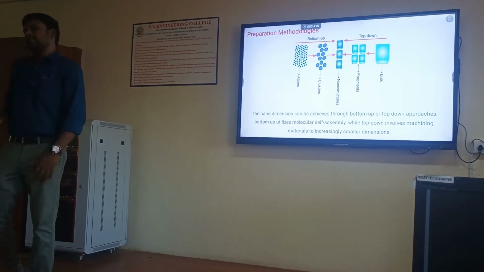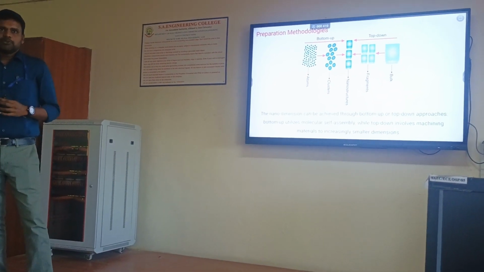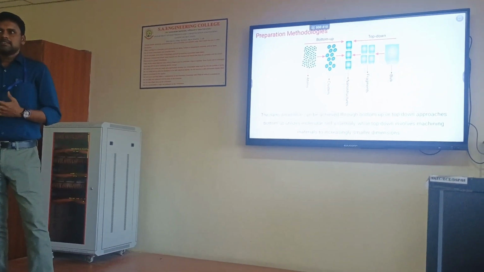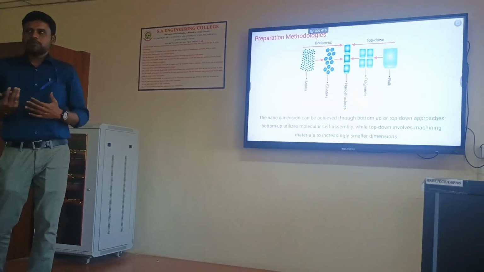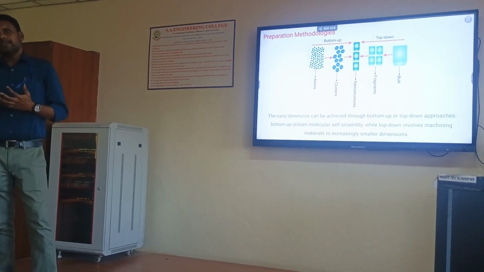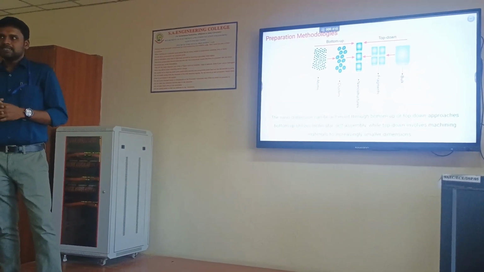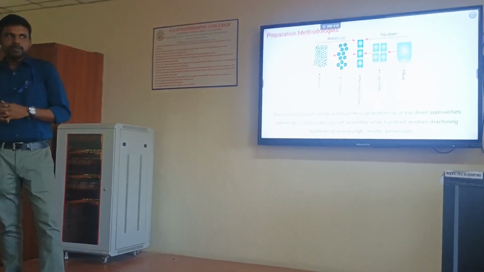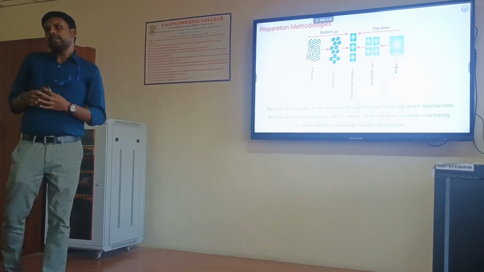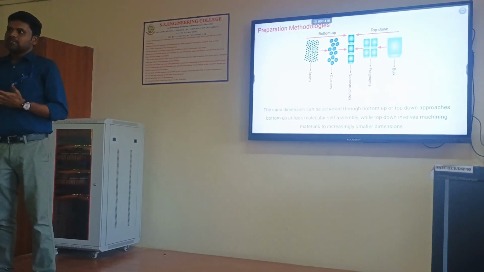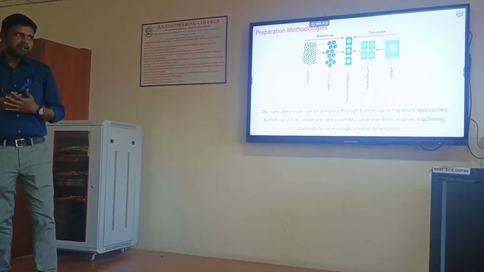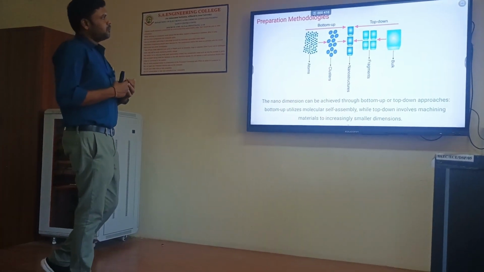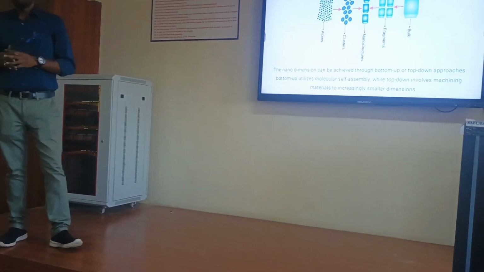So talking on the preparation aspect, we have seen two important properties. One is the surface to volume ratio, and second is quantum confinement. Creation of such objects is again a little tricky. So there are two different approaches people use for the creation of nanomaterials. One is the top-down approach, and second is the bottom-up approach.